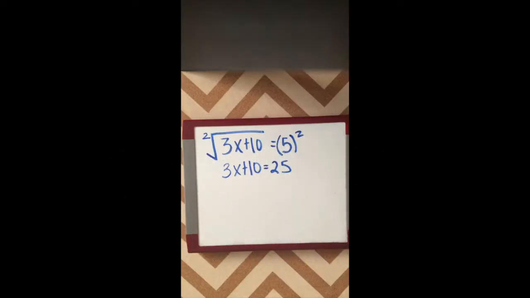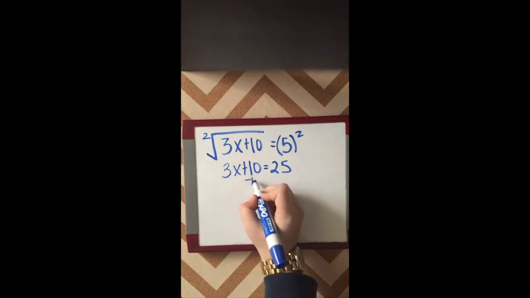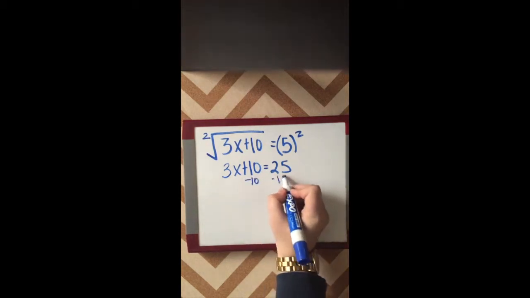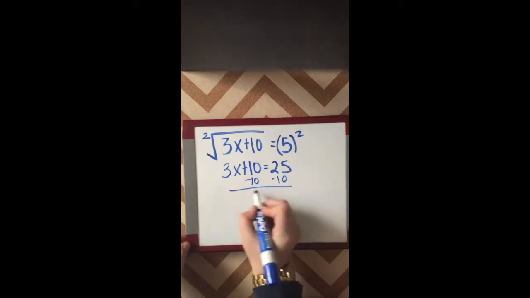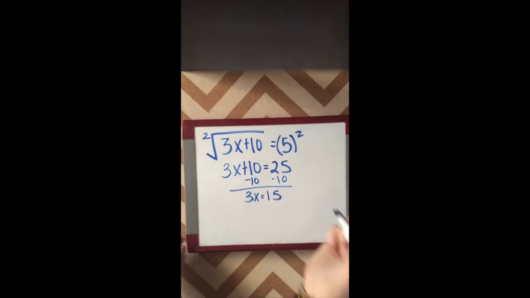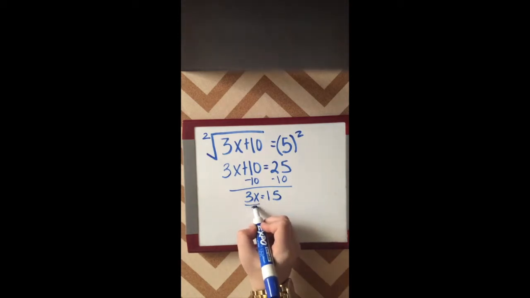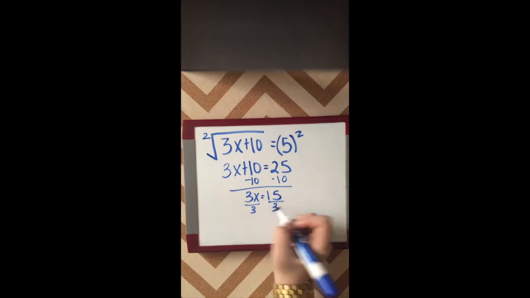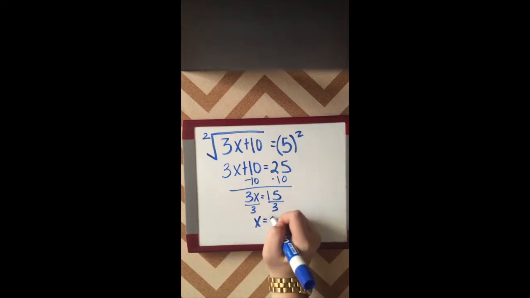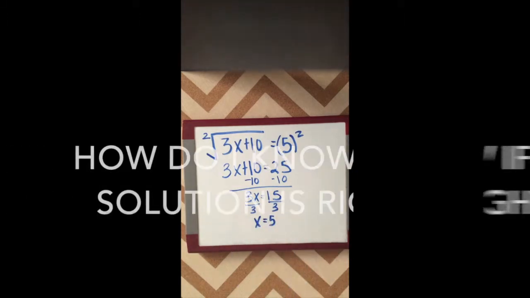And now that you have a basic Algebra 1 problem, you should be able to solve it. So, subtracting 10 from both sides will give you 3x equals 15. And then to cancel out the 3, so you have the x alone, you want to isolate the x by dividing both sides by 3, and you get x equals 5.